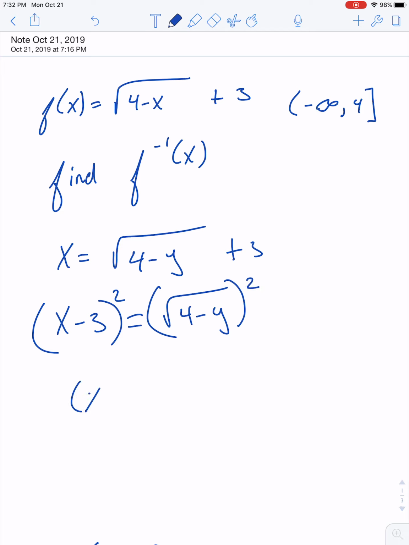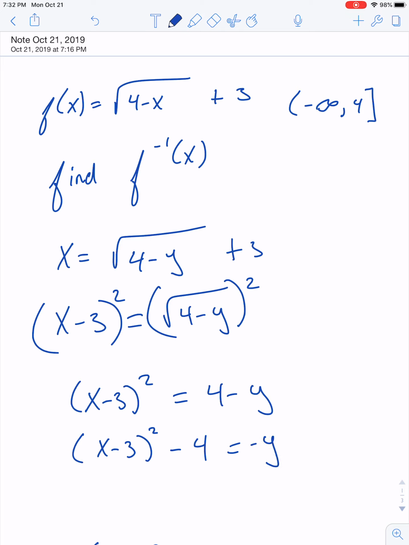So that's going to give me x minus 3 squared is equal to 4 minus y. I'm going to subtract 4 from both sides, and I'm going to divide by this negative.